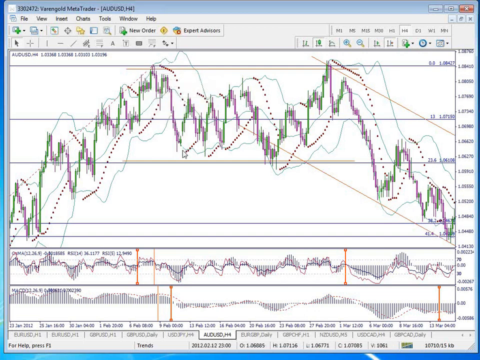So here for the pair, when I have the signal, I will just take as target the Fibonacci level. So my first target here after the signal will be 13, the next one 23, and after that 38.2, 41.4. I have to remember I am in 4-hour time frame, so those levels will not be reached overnight.